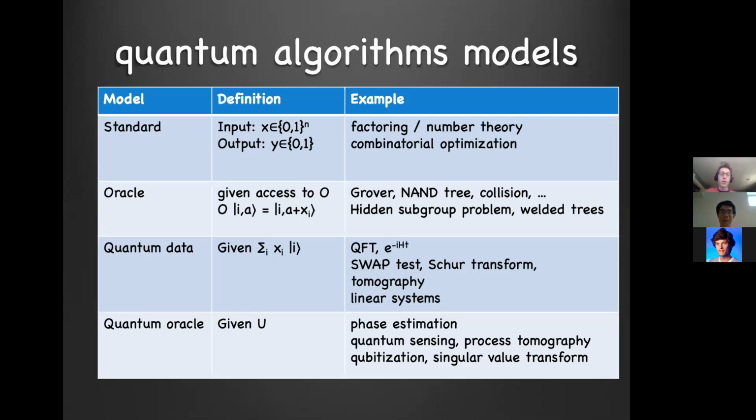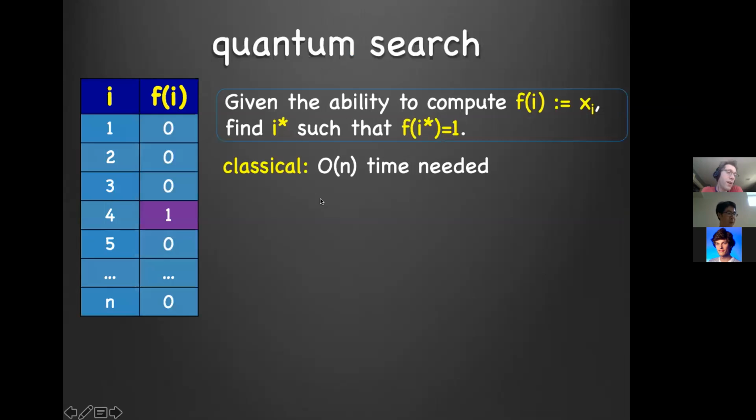Different algorithms use different of these models, and it's important to be clear about which one we're using when we're trying to evaluate what an algorithm is doing. And so one very old algorithm is Grover's algorithm, one of the oldest ones. And I think it's very exciting because it's so general.